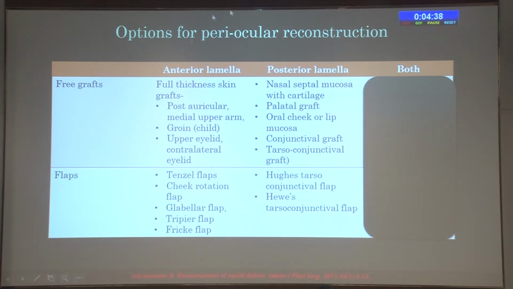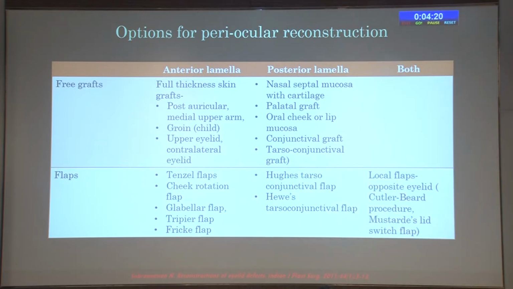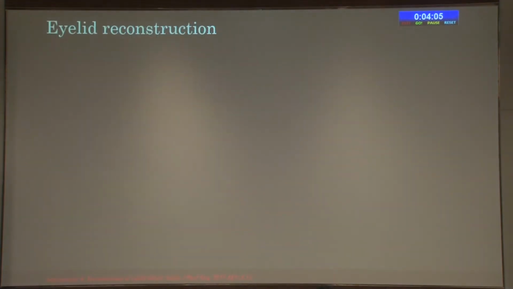When it comes to the posterior lamella, it mainly is comprised of the tarsus and the mucosa, so it can be reconstructed with the nasal septal mucosa, the palatal graft, the oral or cheek or lip mucosa graft, conjunctival graft, and tarsoconjunctival graft. When it comes to the flaps, the Hughes tarsoconjunctival flap is a very popular method of reconstruction. When it comes to reconstructing both the anterior and posterior lamella, free grafts will not work, as one layer needs to carry its own blood supply. When it comes to flaps, the Cutler-Beard procedure is a very commonly performed procedure, and so is the Mustardé lid switch flap. The details of these will be discussed in further talks.